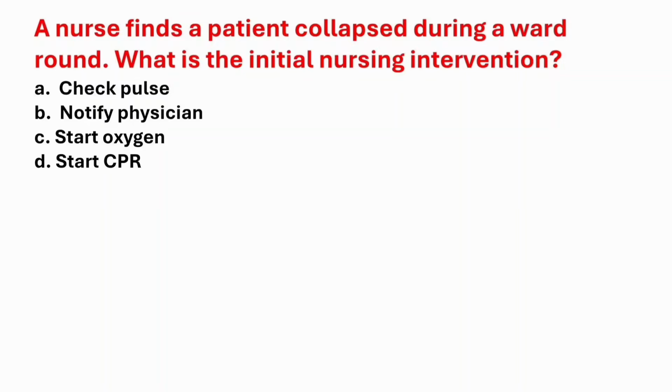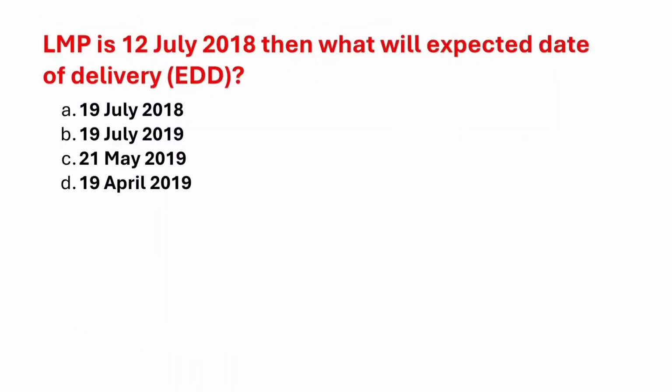A nurse finds a patient collapsed during ward rounds. What is the initial nursing intervention? A. Check pulse. B. Notify physician. C. Start oxygen. D. Start CPR. The correct answer is A. Check pulse.